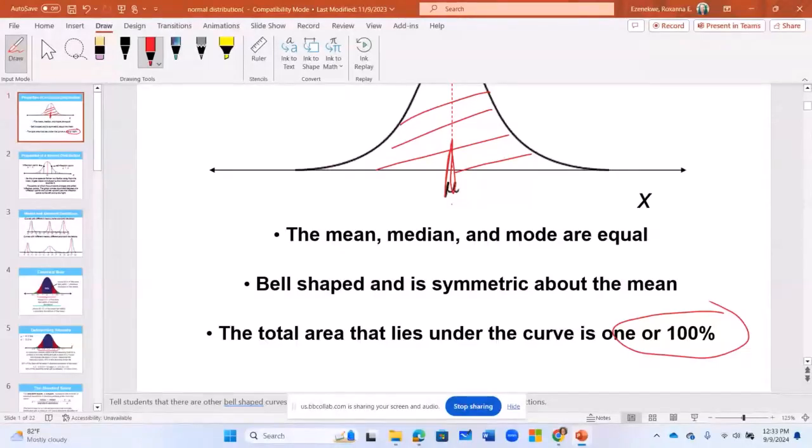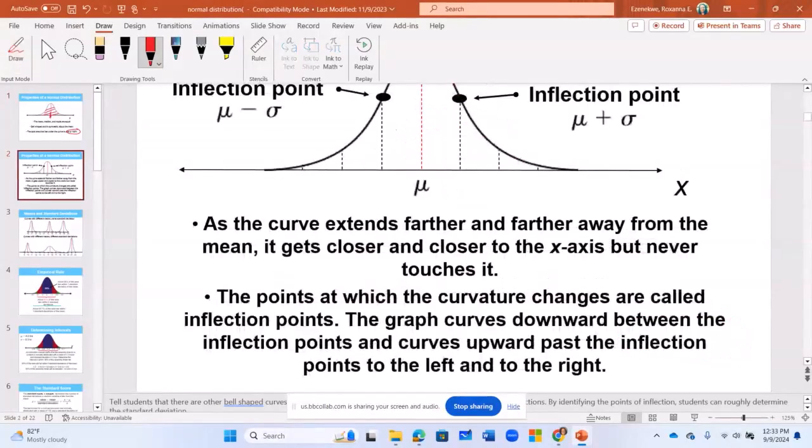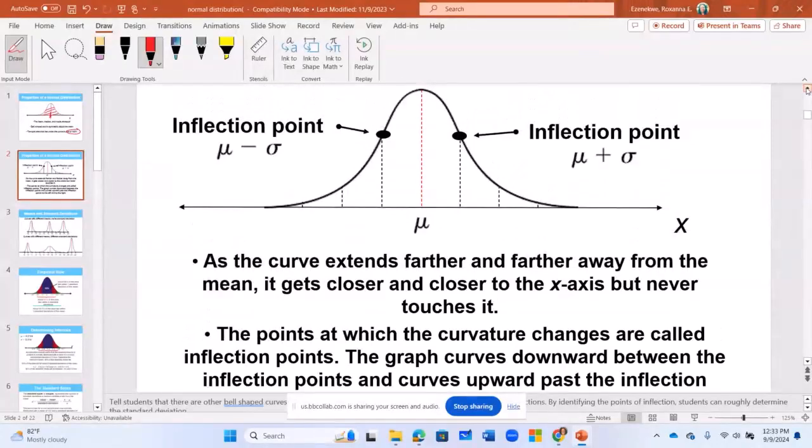One of the properties that is not mentioned here is that the normal curve uses the empirical rule. We talked about the empirical rule last class. So today we are going to discuss z-score. How does the normal curve use z-score?